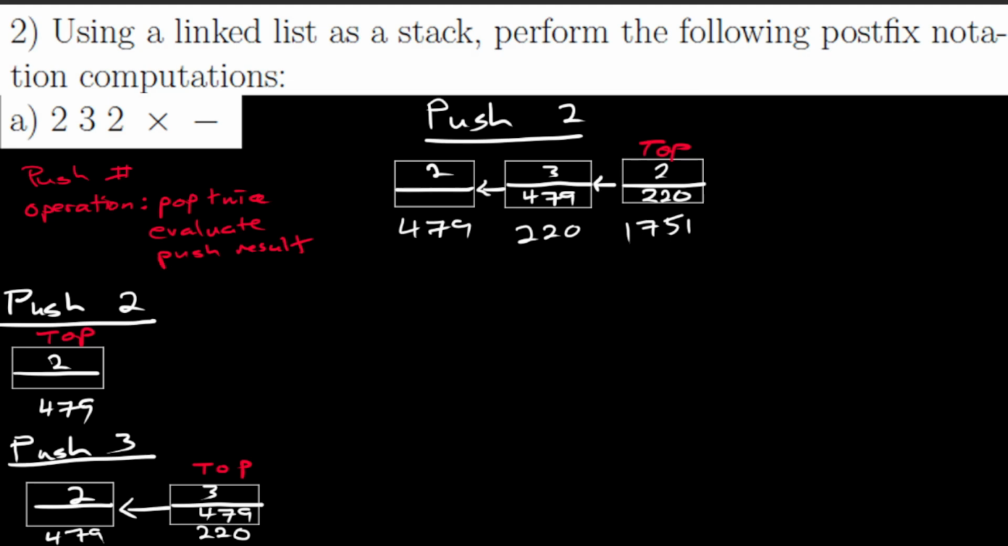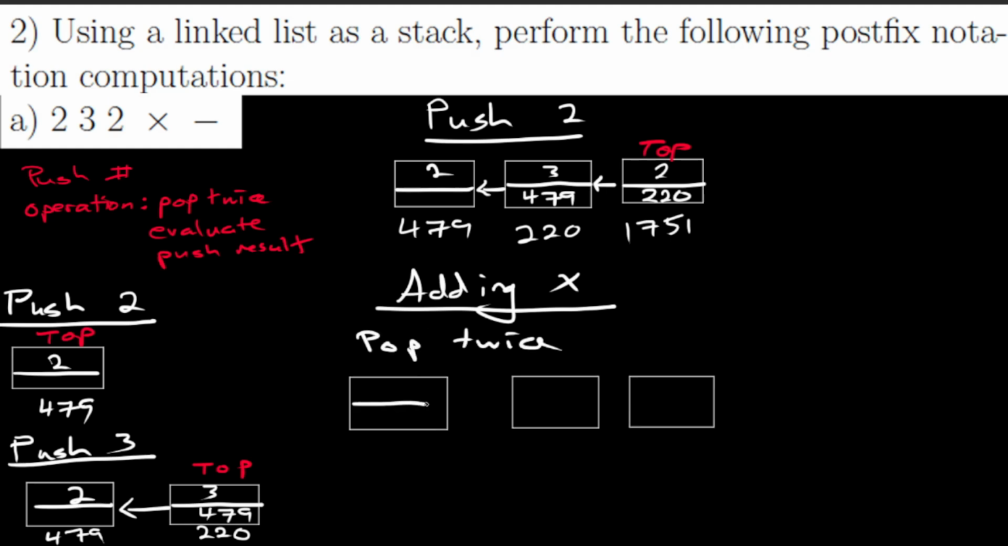All right, now it gets interesting because now we are adding the multiplication. When we add in the multiplication, we have a few things we need to do. We need to pop twice, evaluate with those numbers, and then push the result back on. Okay, so let's start by popping twice.